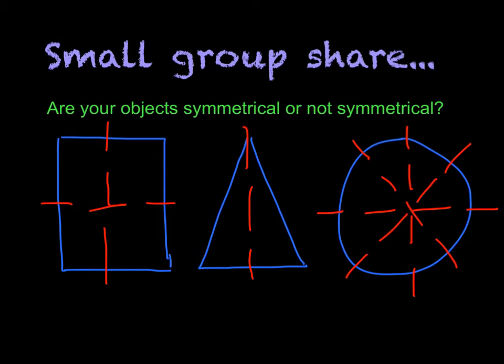Great job taking pictures! Please share with your small group that you are sitting in and decide if the objects you have taken pictures of are or are not symmetrical. Please pause the video here. When you've completed sharing with your group, please find Miss Butcher and check with her if your line of symmetry is correct. Then we will move on to the next activity.